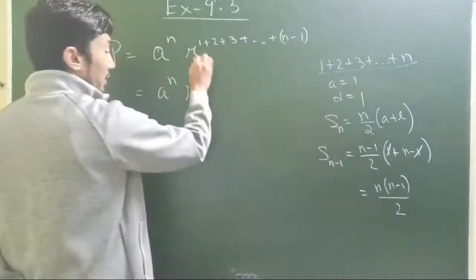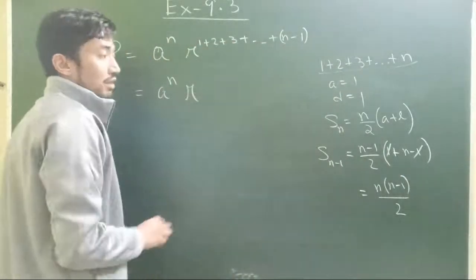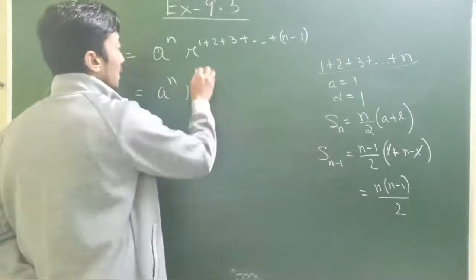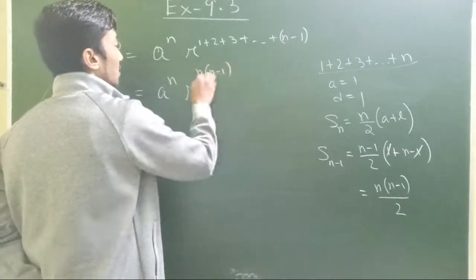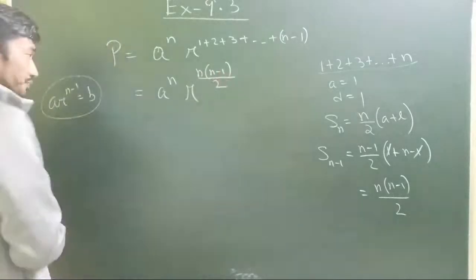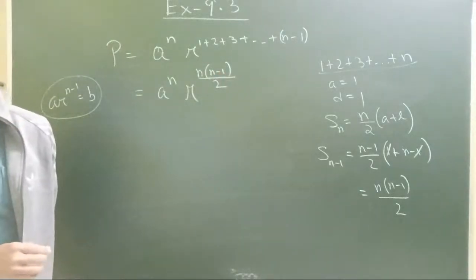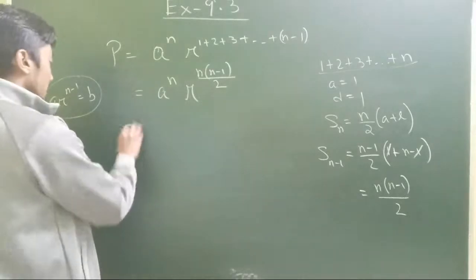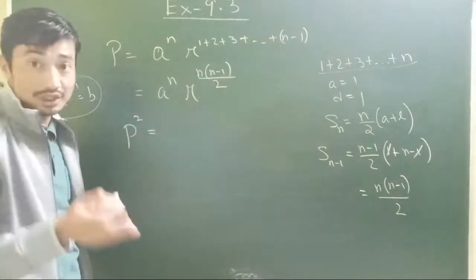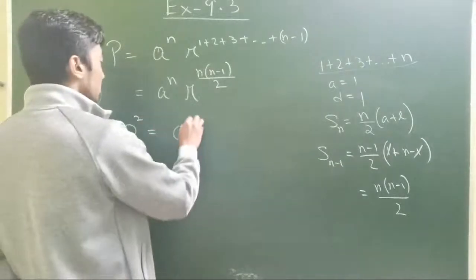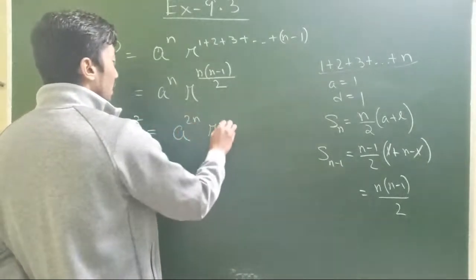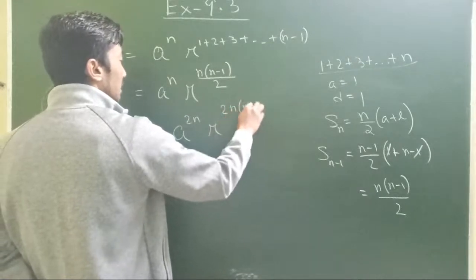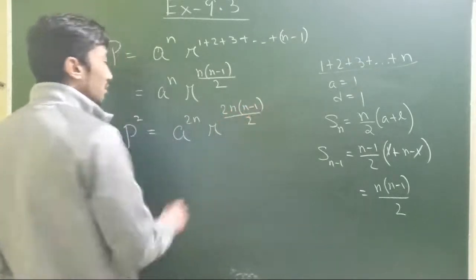So that is the power here, using the sum of an arithmetic progression. We have r power n into n minus 1 divided by 2. Now we will square both sides, because if we look at the proof, we have p square. So we will have a power 2n, r power 2n into n minus 1 divided by 2, because squaring both sides gives us 2.